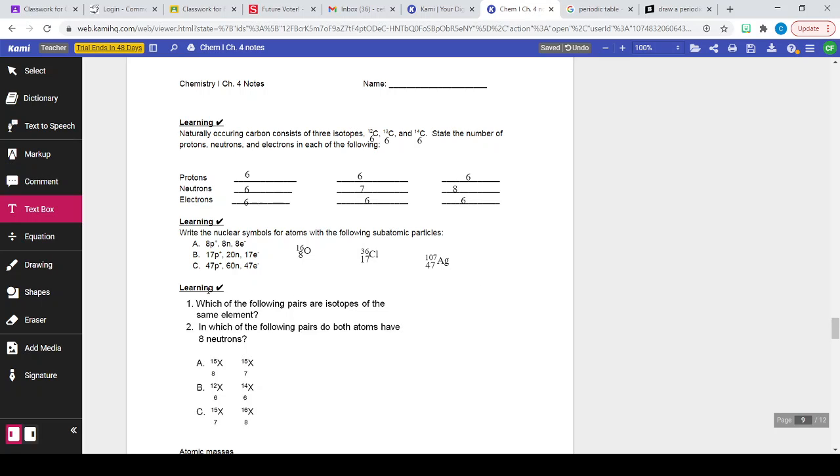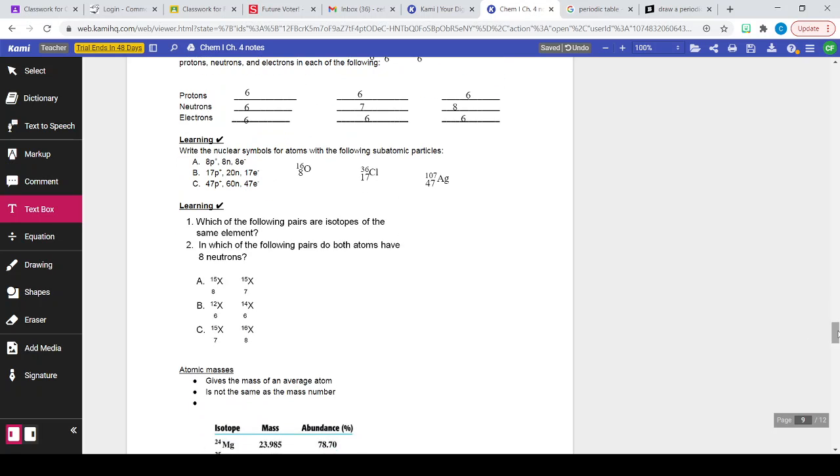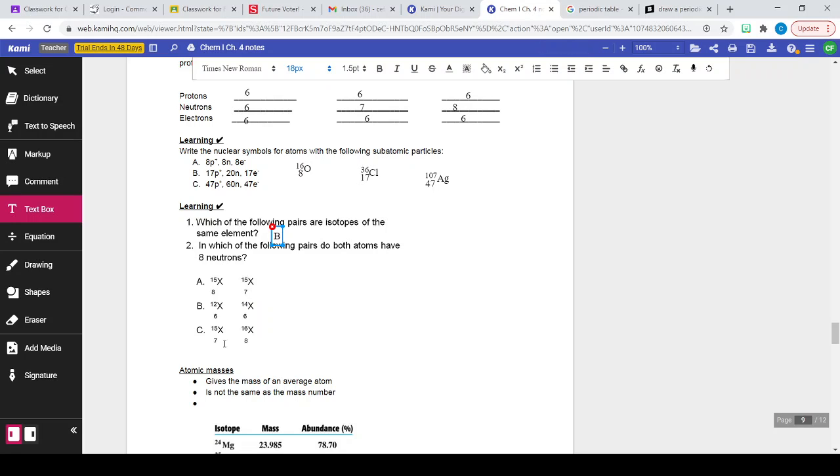Now here's the next learning check. It says, which of the following pairs are isotopes of the same element? Well, that means that they have the same atomic number if they're the same element, right? So A is out. B is the right answer because the atomic number for this element and this one is 6, which would make it carbon. C's out because they're not the same.